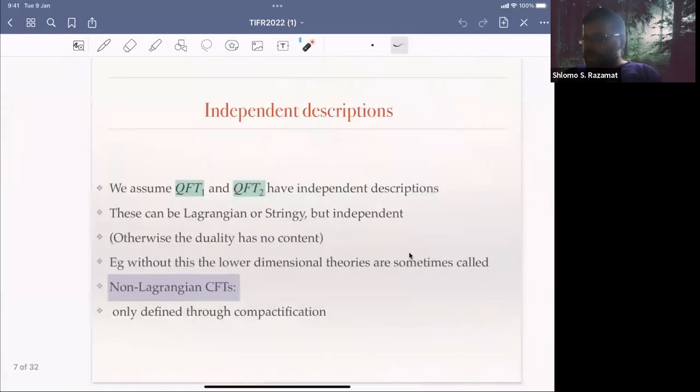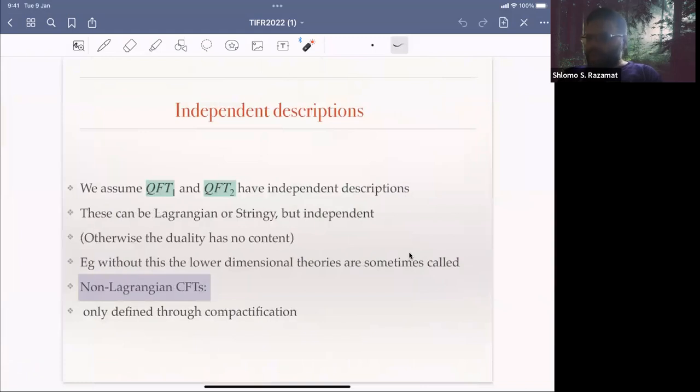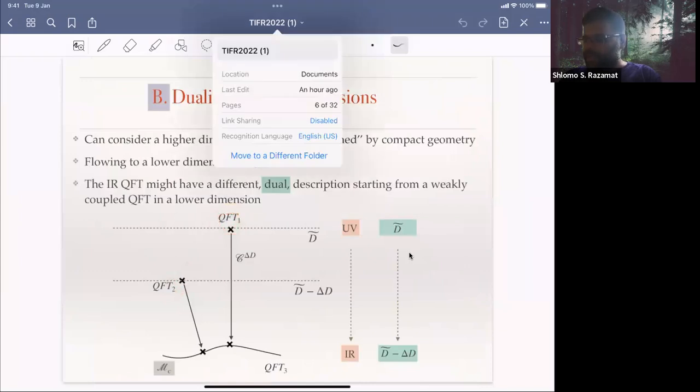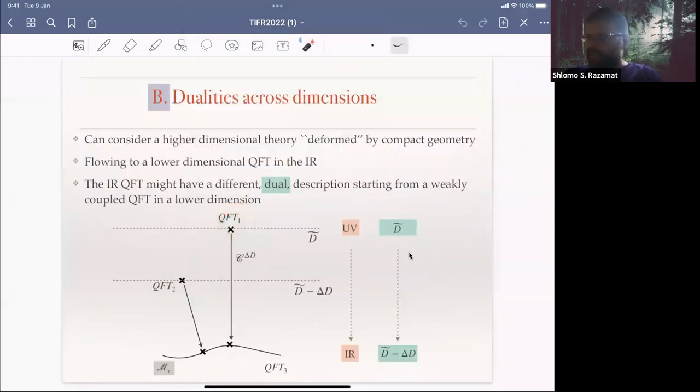So let me give you some examples of these dualities. Before that, I want to stress something very, very important. So when I say that we have these 2 quantum field theories defined here, this QFT1 and this QFT2, I really mean that we have 2 different, independent descriptions of these theories. So, for example, if we are talking about a theory in 6 dimensions, this might have some brane construction. This might be some theory defined in terms of a Lagrangian, or you again might have some more abstract description of it. But very importantly, these are independently defined theories. If they are not independently defined, then there is no meaning to them being dual.